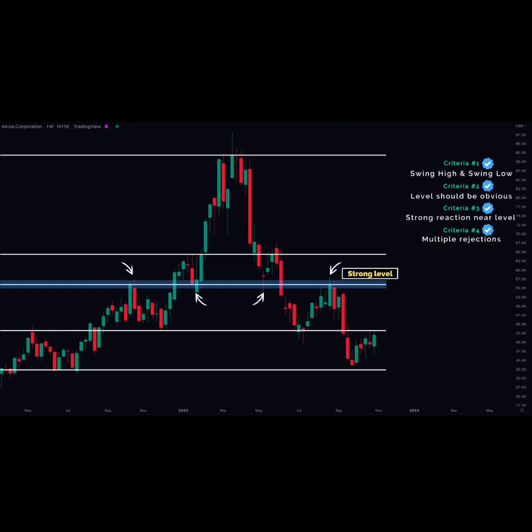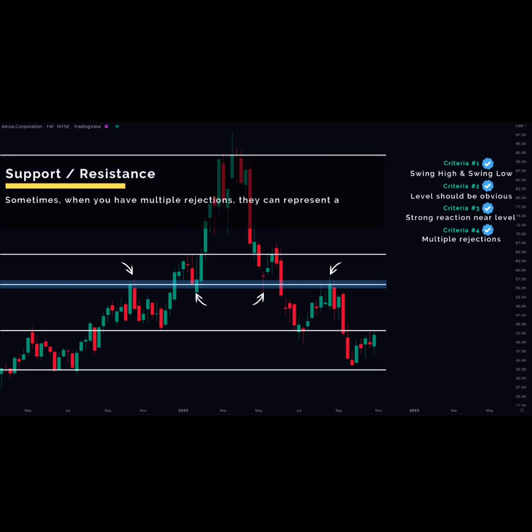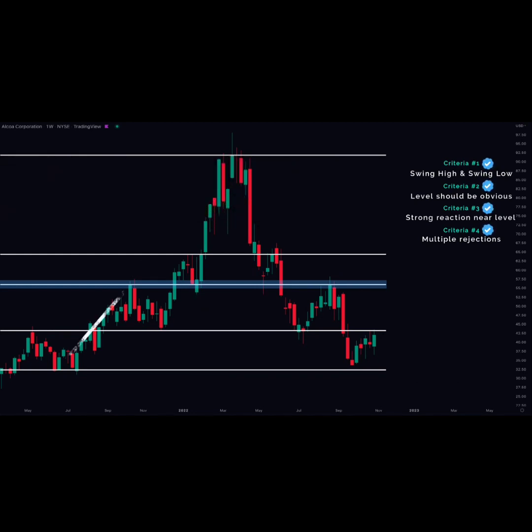I want to show you another particularity in the fourth condition. Sometimes, when you have multiple rejections, they can represent a support becoming a resistance or a resistance becoming a support. We can see here that this level was a resistance level. Buyers were then able to break that level. The price then retested it. The price action confirmed that now the resistance level became a support.